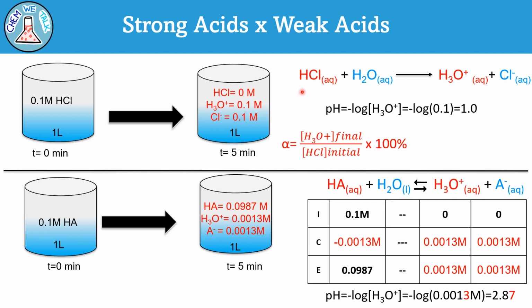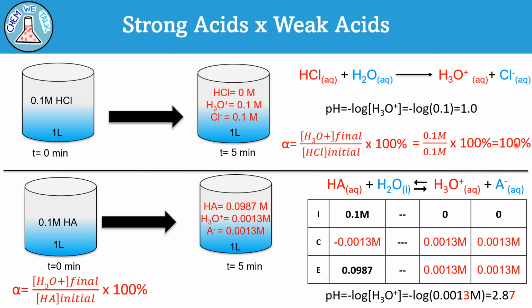For a strong acid, we assume that all the HCl breaks apart to produce H3O+ and Cl-. So if I start with 0.1 molar HCl, all of it will break apart, producing 0.1 molar H3O+, and when we multiply by 100, we get 100% ionization. In the case of a weak acid, let's do the same procedure.